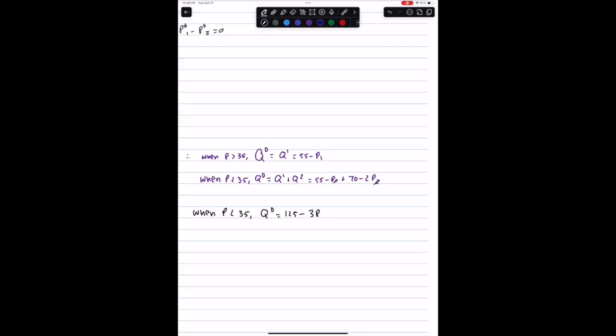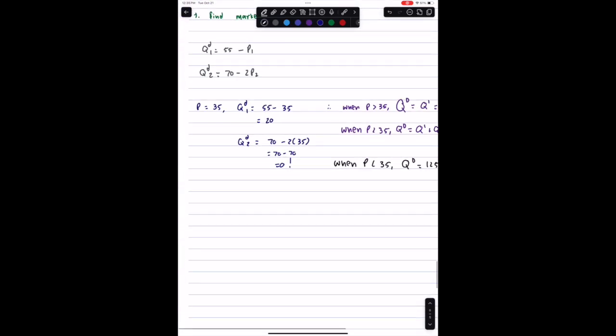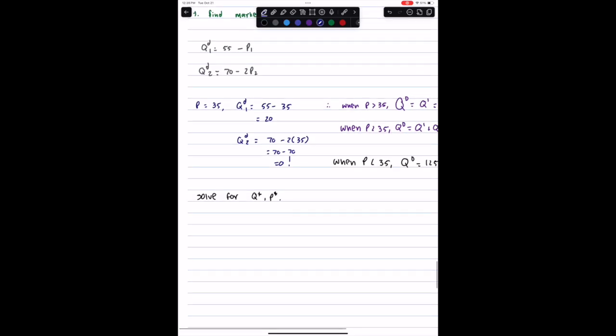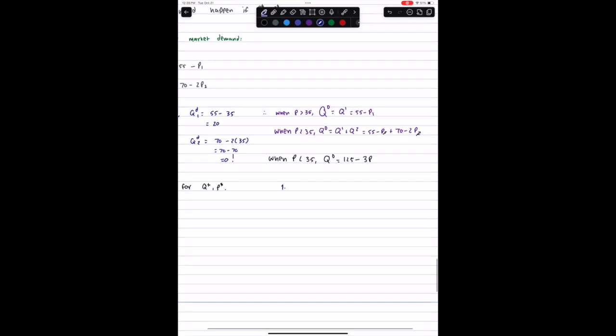We're going to get rid of these P1, P2 because we know the price discrimination constraint is 0, right? So we have our market demand. Perfect. Now, again, we're going to solve for Q star, P star. And we're going to use the same steps we used in part A of the question.